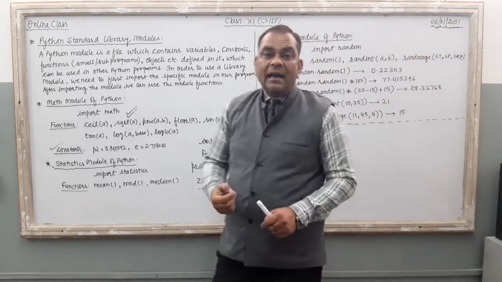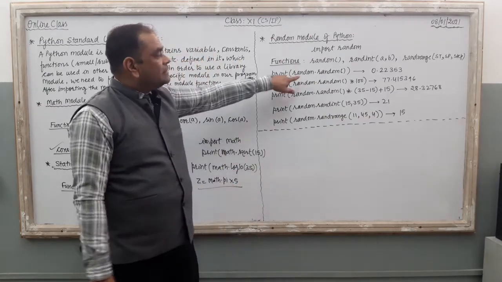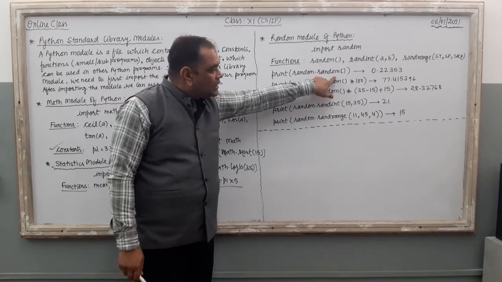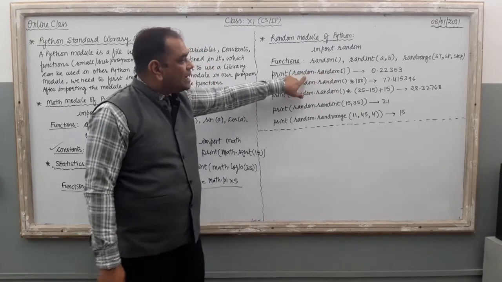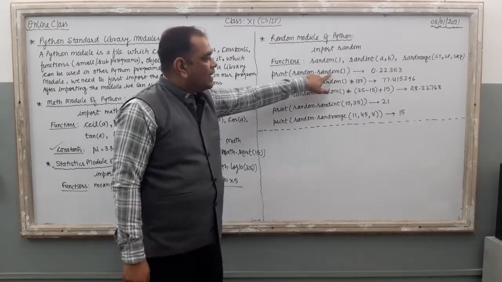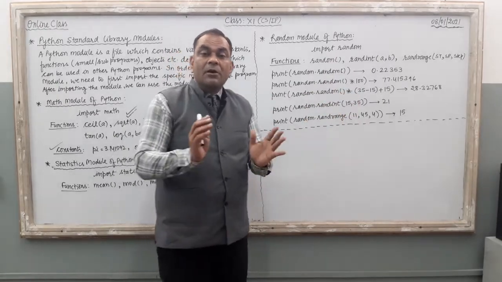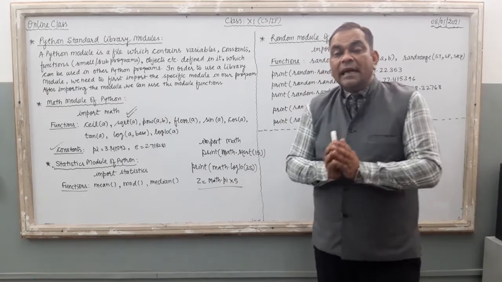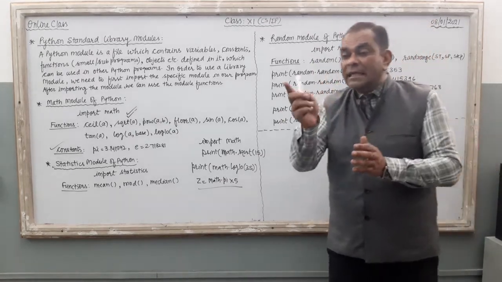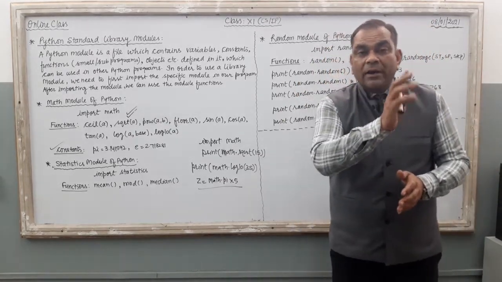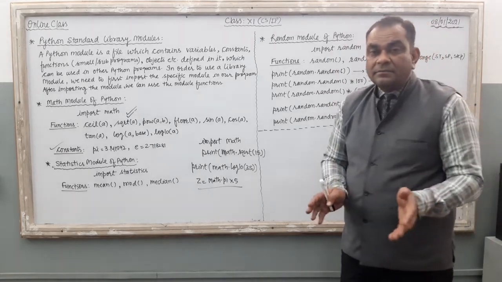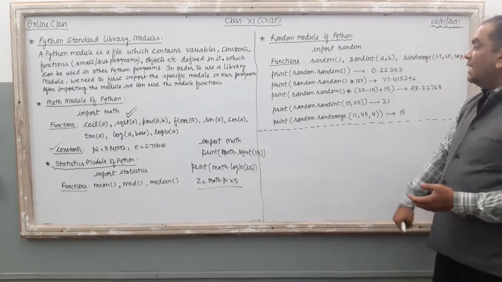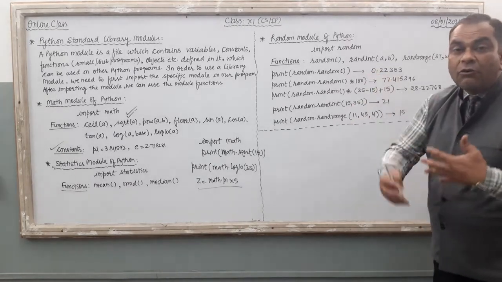Just see. Random means what? If I write the statement print random.random, where random is a function and this random is the module name, so random.random, what will happen? The computer will generate a random value between 0.0 and 1.0, right? If you execute the program again and again, the value will also change randomly.